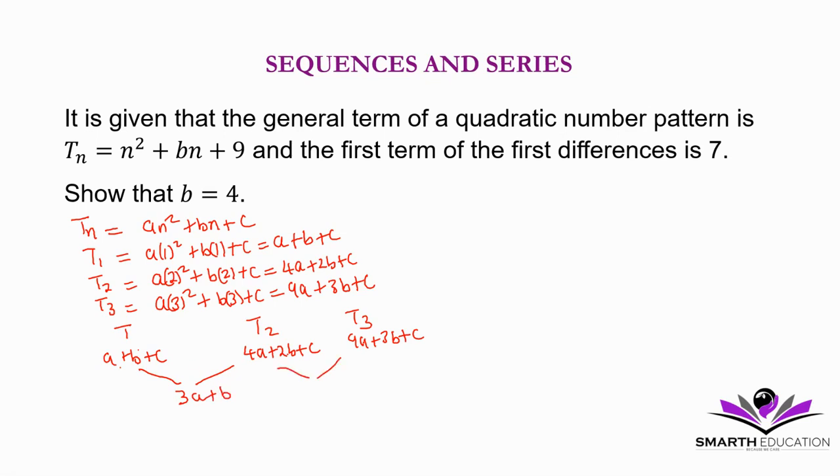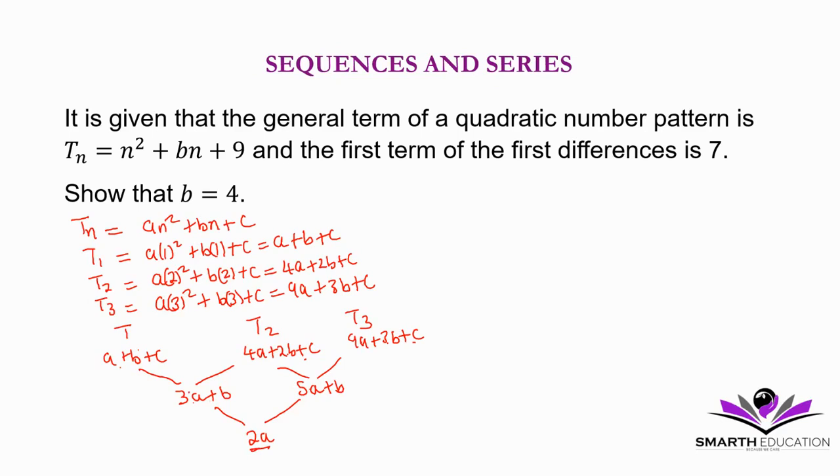And then here, 9a minus 4a is 5a. 3b minus 2b is b. Then c minus c is 0. And then 5a minus 3a is 2a. Then b minus b is 0. That's why when we're finding a, we equate the second difference to 2a.